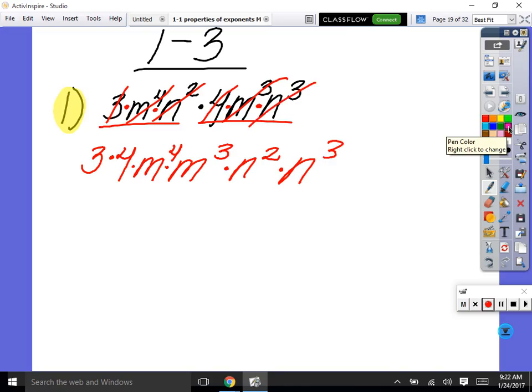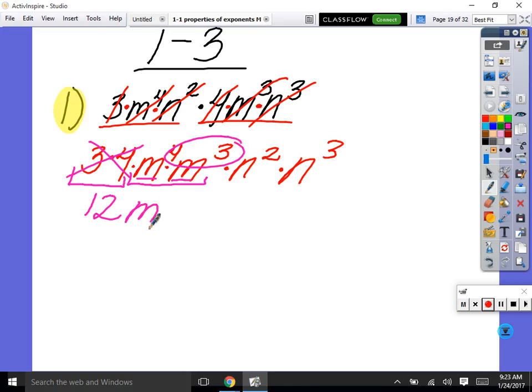And now you simplify it in sections. Multiplication for numbers is still multiplication. 3 times 4 is 12. Cross them out because you've simplified them. When you multiply the same base, m and m, you add your exponents. So m to the 7th, very good. Now you simplified those. When you multiply the same base, you add your exponents, n and n. So 2 plus 3 is 5. Now there's nothing more we can do here. There's our final answer. Don't go back to old habits. Just do it the way I teach you and your life will be easier.